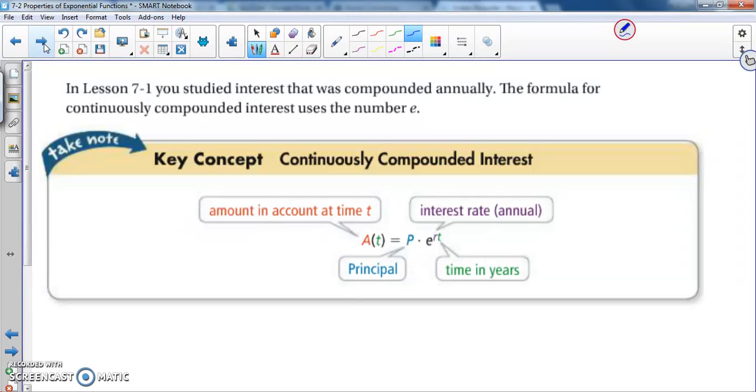In lesson 7.1, we studied interest that was compounded annually. For continuously compounded interest, we use the number e. So our new equation is A of t equals P e to the rt, where P is our principal or our initial amount, A of t is still our amount in the account at time t, t is time in years, and r is our annual interest rate.